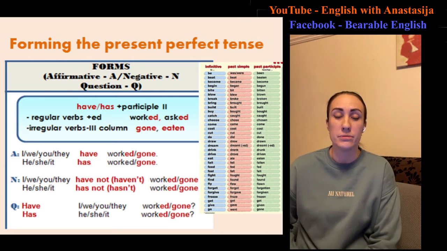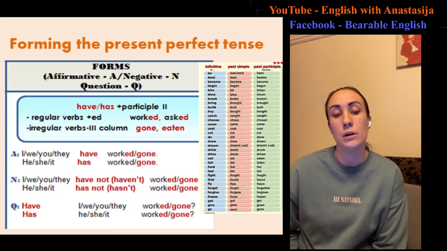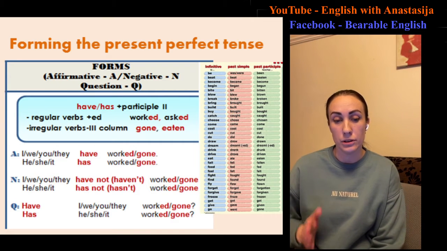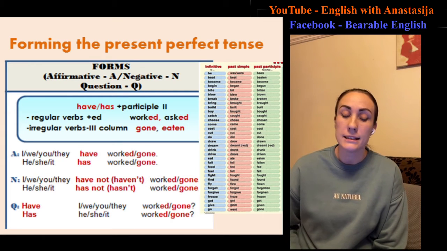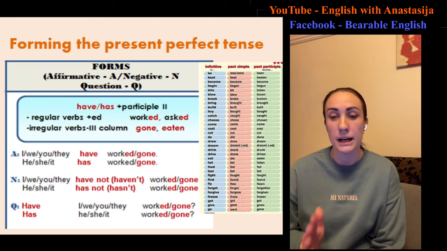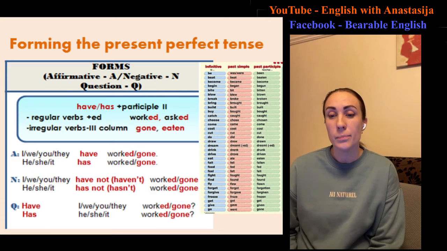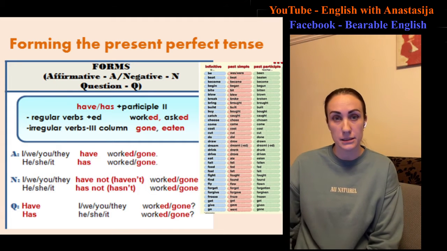How do we form the present perfect? So all we need to do is we need to put our subject first in a positive sentence or a negative statement, and then we need to have a form of the verb have. So it would be either have or has, plus the participle number two, which is the past participle.